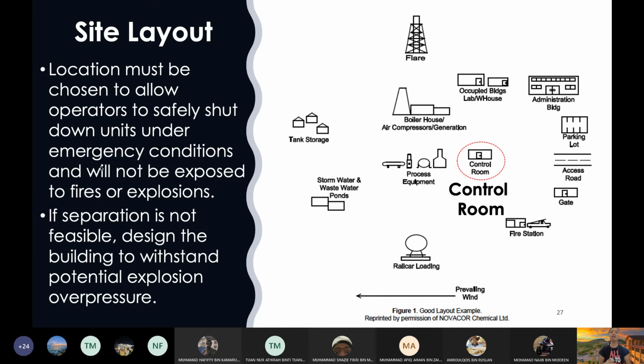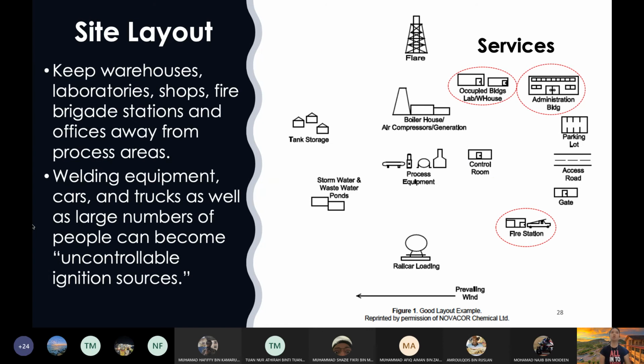Okay, but let's say you cannot place the control room far from the plant, let's say it's not possible, then consider designing the building to withstand explosion. So if you cannot build the control room far from the chemical plant, then make sure the control room is fully protected with walls to withstand explosion. Okay, so that's one way. Protect your control room. Make sure if there is an explosion or anything, the control room will not be damaged, because any emergency shutdowns are normally from the control room.